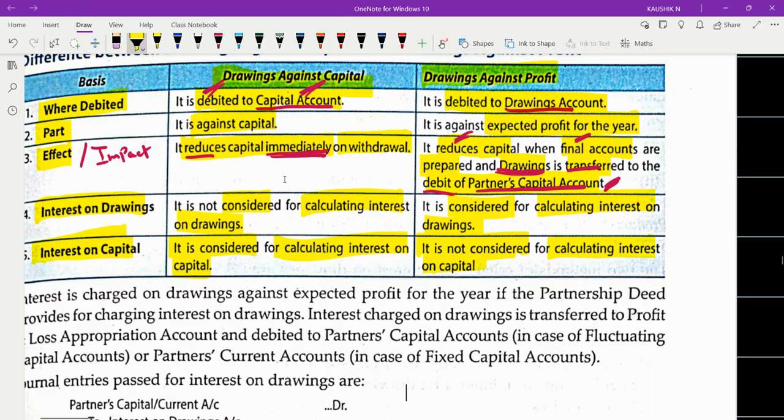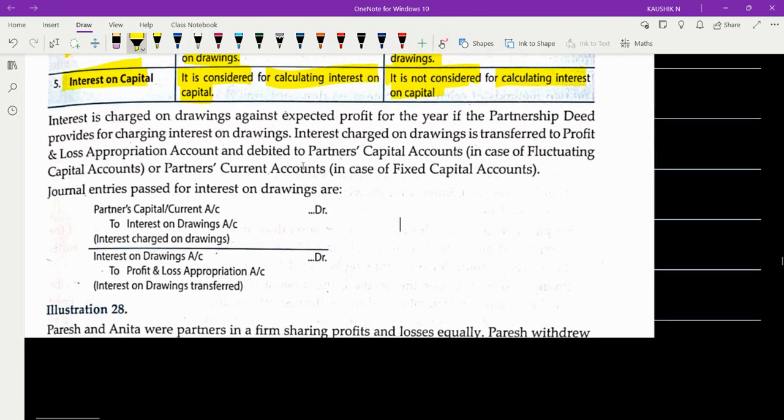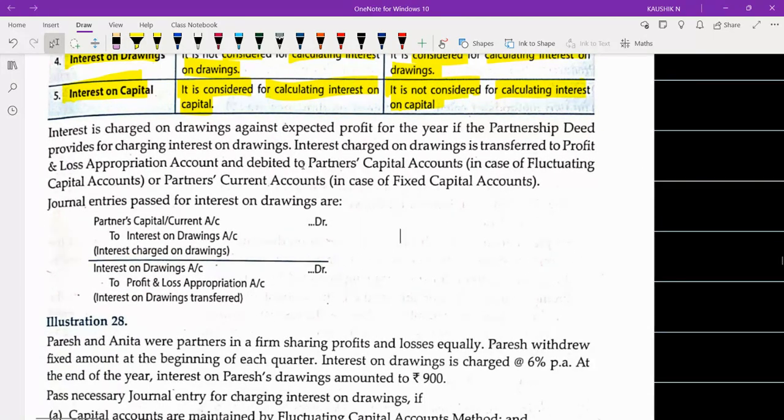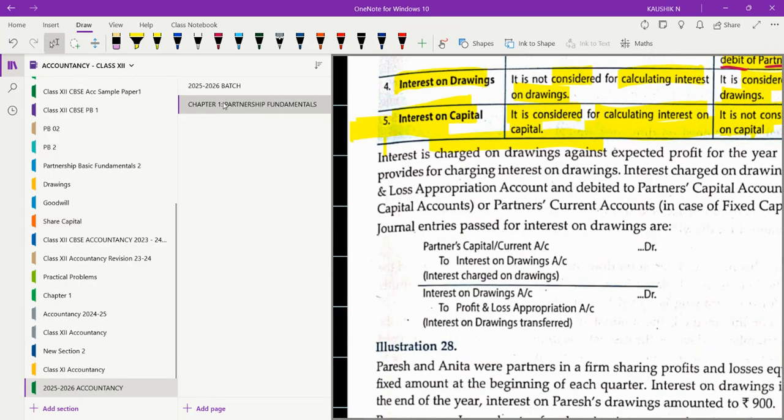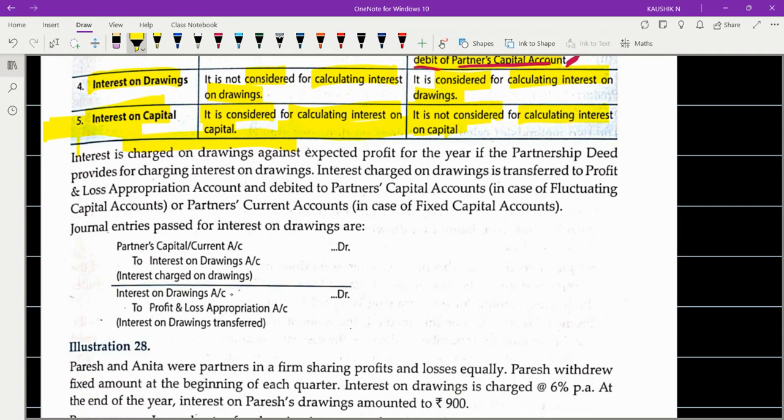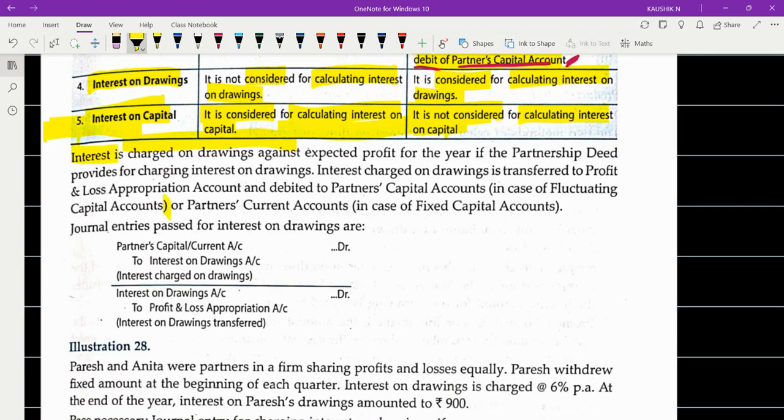Right. Now let's move on to the journal entry and the problem associated with this. Interest on drawings. As it says, interest is being charged on the drawings against your expected profit for the year if the partnership deed provides for charging interest on drawings. So it is purely based on your partnership deed. If your partnership deed insists on it, then you will be calculating the interest on drawings.